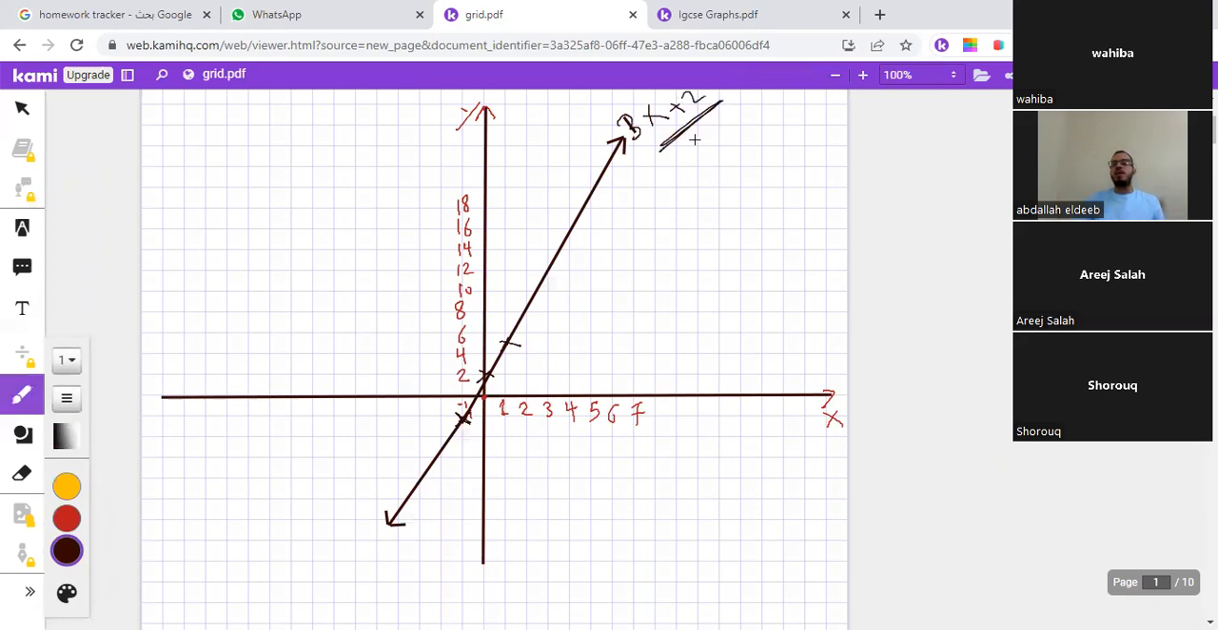And the question now: how can I graph y equals 10? Who knows? By drawing a straight line horizontally, parallel to the x-axis, like this.